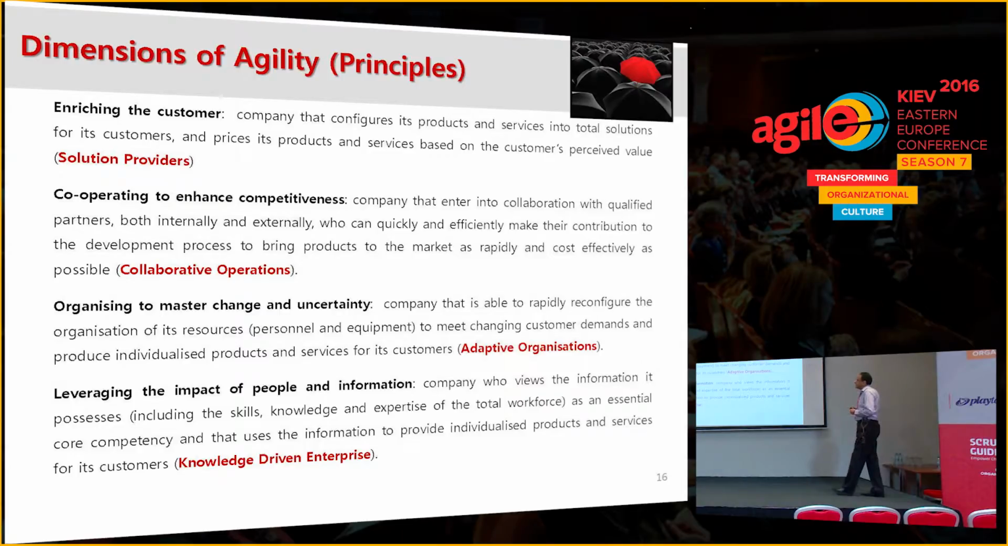The main dimensions in agility in manufacturing are four important dimensions. The first is solution provider, a company that can provide the customer with the solution they need. They care about the customer. They try to find what the problem of the customer is and they try to provide them with the right solution.